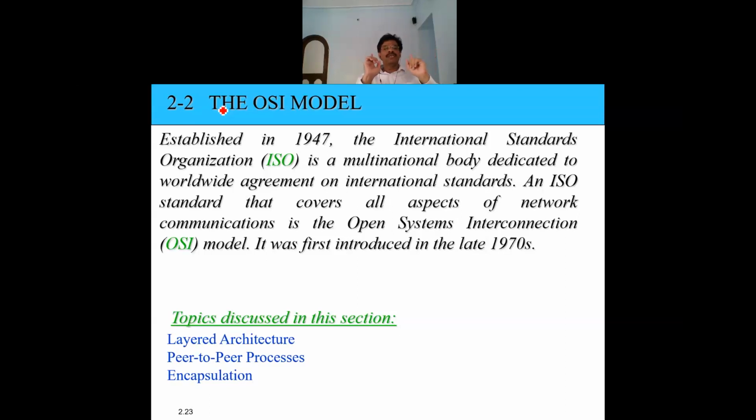open system interconnection. It was initially introduced in the 1970s, but it was effective after 1980. In 1991, the OSI model, the ISO model, was translated to provide services specifically to the network of networks, that is, the internetwork. So it was the start of the internet in 1991.